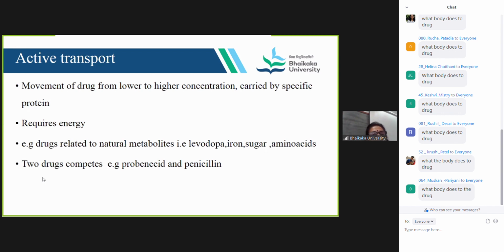You will understand this mechanism during the drug-drug interaction class also. But here the clinical implication is, if there are two drugs following a similar mechanism, then one has to compete with the other. There could be a beneficial effect, or it could be a harmful effect. Most of the natural metabolites, for example levodopa, iron, sugar, and amino acids, follow this mechanism. Okay.